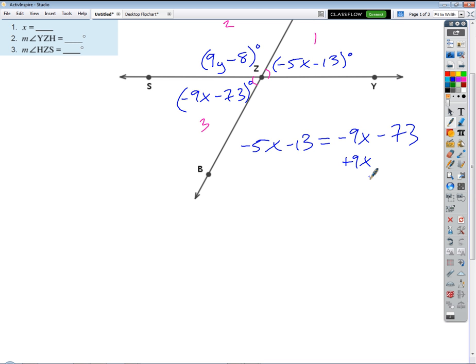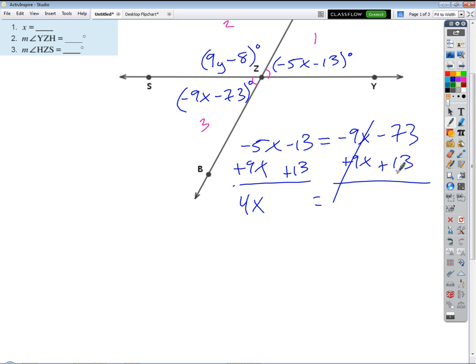But if we add 9x, those cancel, so on the left side, I'm going to get a 4x. Well, while we're at it, what do we want to do with the numbers then? If the variables are going left, where should the numbers go? Right, because we're trying to isolate x, aren't we, right? So we could, what do we do then? Add 13.